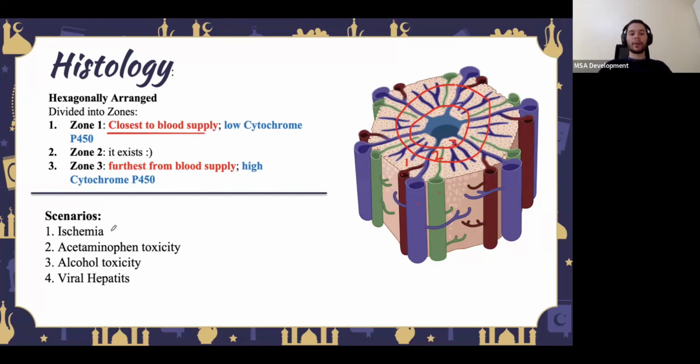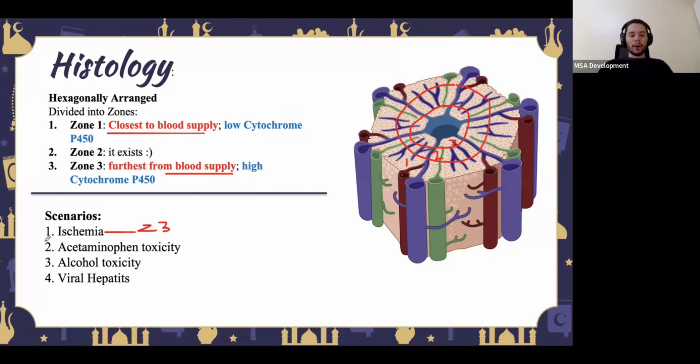So for example, let's say the patient presents with ischemia, which is organ hypoperfusion, for some reason or another. You could get asked which zone is affected first. But in ischemia, you would expect that the zone furthest from the blood supply would be affected first. And this is why in ischemia, it's said to be zone 3 that's affected first.